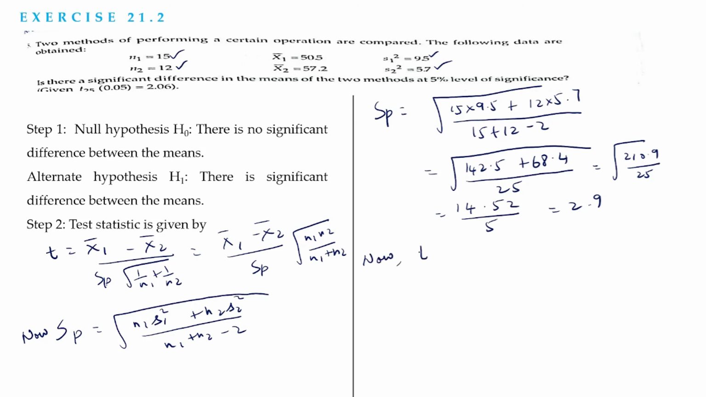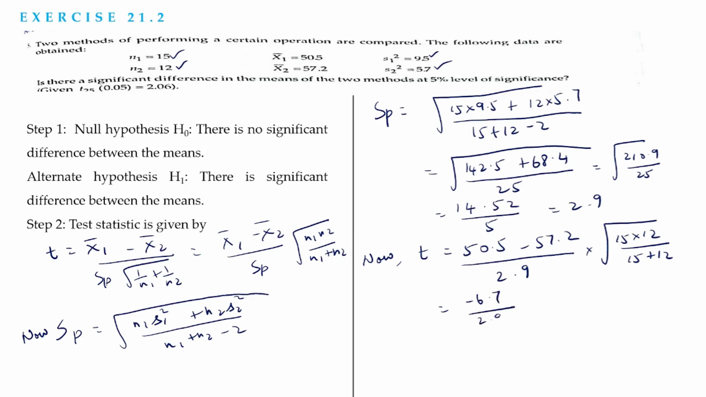Now let us find t. So for t we have x1 bar minus x2 bar. x1 bar is 50.5, x2 bar is 57.2. So 50.5 minus 57.2 upon Sp, which is 2.9, into root of 15 into 12 upon 15 plus 12. So this is equal to minus 6.7 upon 2.9 into root of 180 upon 27.